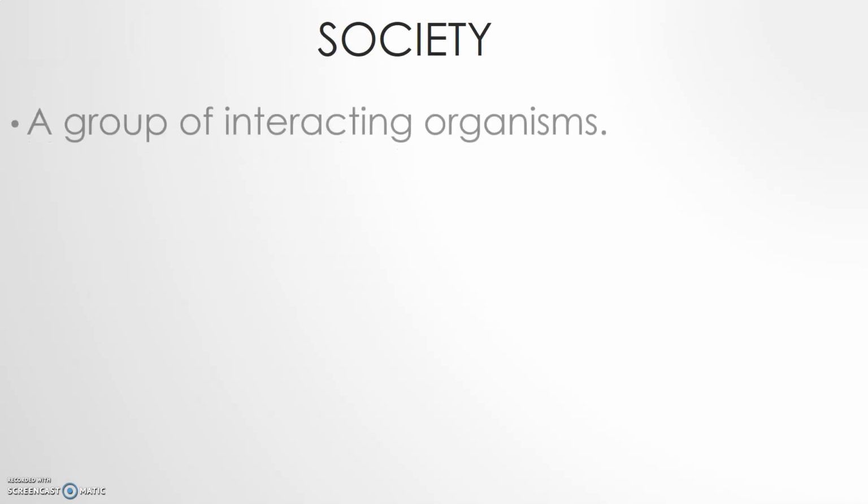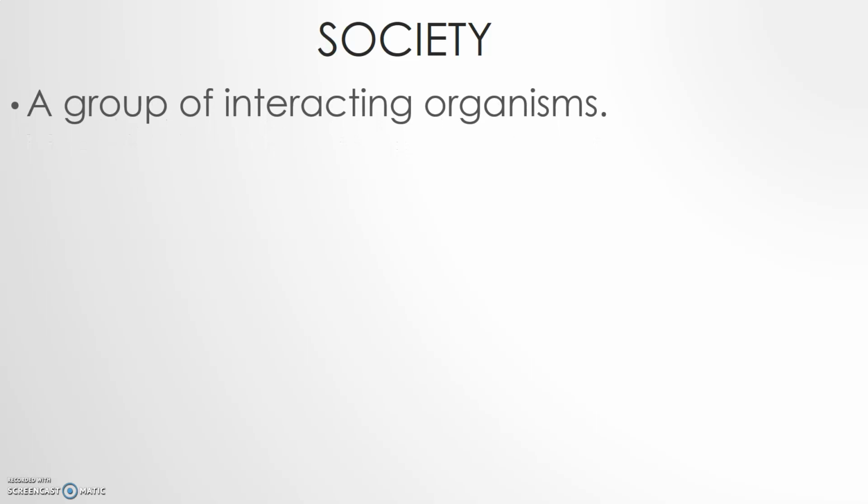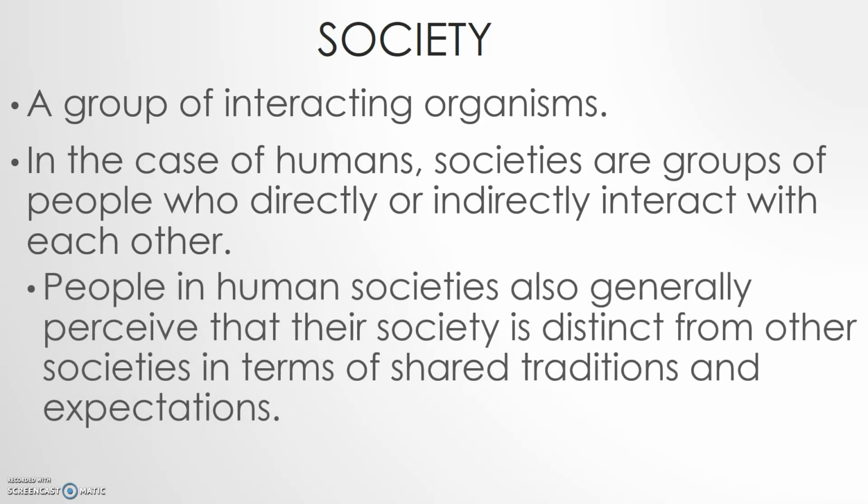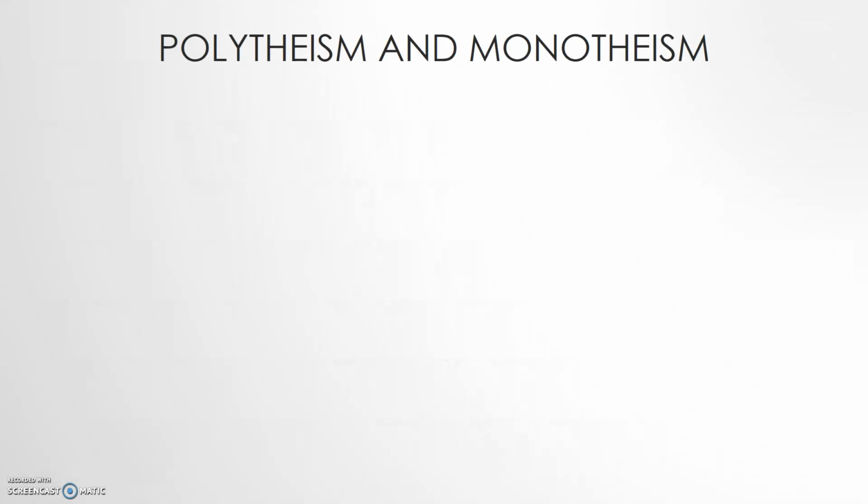So what is a society then? The basic definition is any group of interacting organisms. And this means anything can have a society. Ants have a society. Bees have a society. They all interact and have their roles. When we're talking about humans, we're talking about groups of people who directly or indirectly interact with each other. Societies can be as big as the size of a country, all these groups working together. They usually view their society as different and distinct from others because of its shared traditions and expectations. So societies are different, and they are often shaped by culture. Really, a society is a group of people interacting either directly or indirectly with each other. So other terms here: polytheism, monotheism, religion terms.